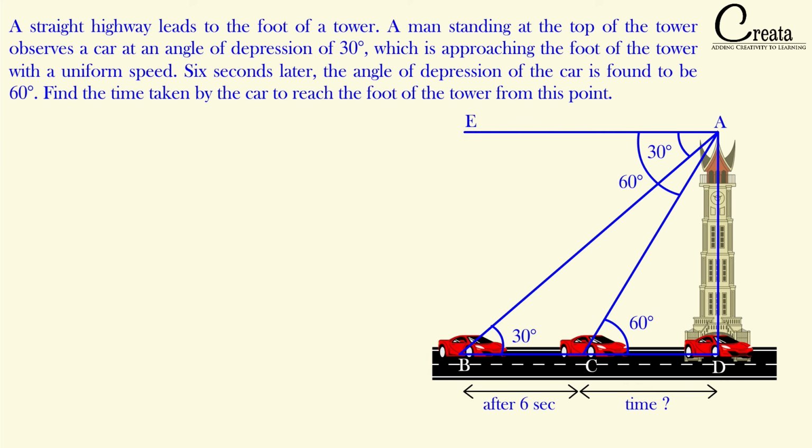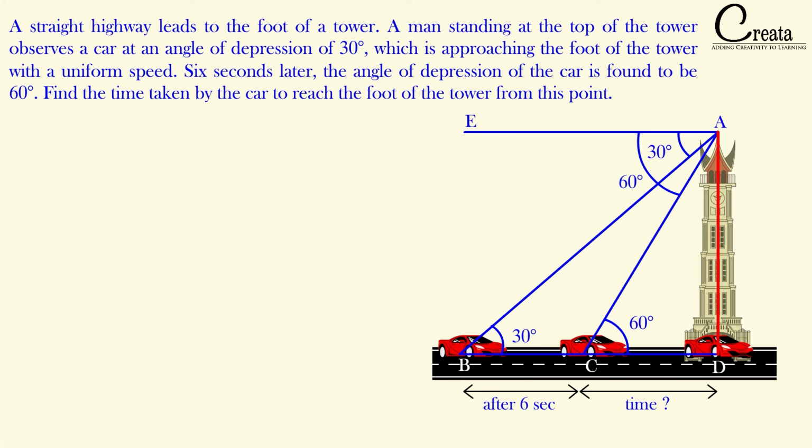Are you able to observe two right angle triangles in the figure? Here the triangle ACD is a right angle triangle and the triangle ABD is a right angle triangle. For the triangle ACD, our trigonometric angle is 60 degrees, and for the triangle ABD, our trigonometric angle is 30 degrees. Here if you observe, both the triangles are sharing the common side AD. Here AD is common in both the triangles.